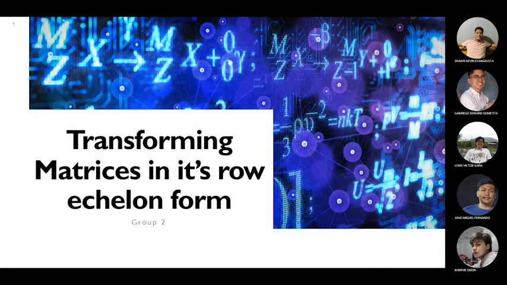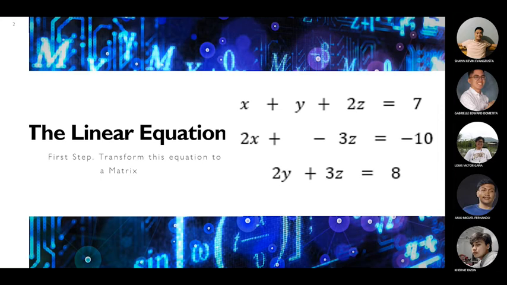Thank you. Hello, and welcome to the second topic of Group 2, entitled Transforming Matrices to Row Echelon Form. Next slide, please. For the first step, convert or transform any linear equation to a matrix. In this example, we have x plus y plus 2z equals 7, 2x plus blank space minus 3z equals negative 10, blank space plus 2y plus 3z equals 8.